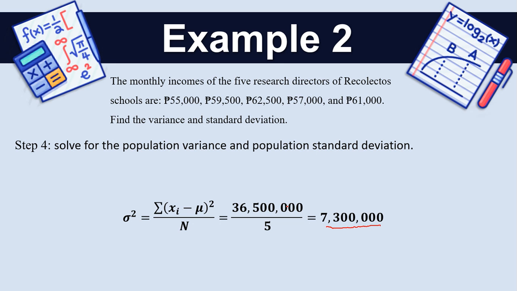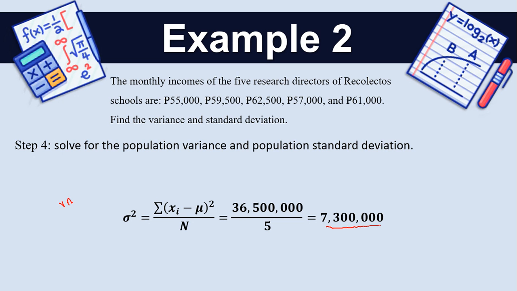Okay, 36,500,000 divide po sa 5, pa-check po kung 7,300,000 po yung answer po. Try nyo po yan sa calculator po ninyo. Okay, so we just have the same one. Okay, so yan po yung tinatawag natin na variance.